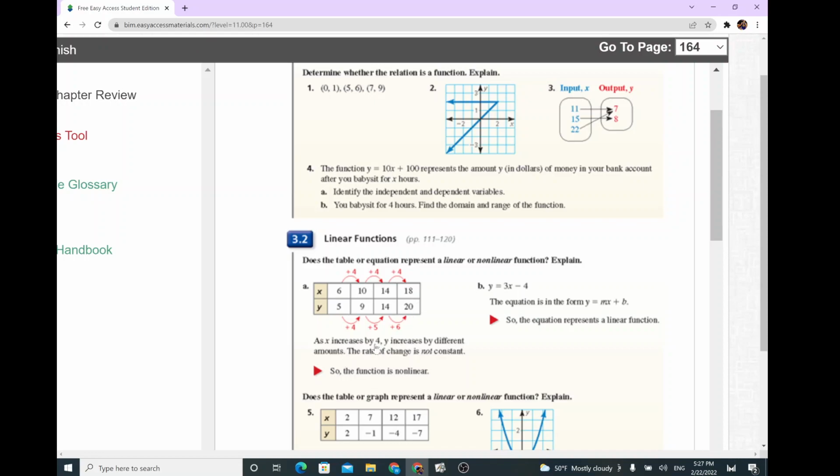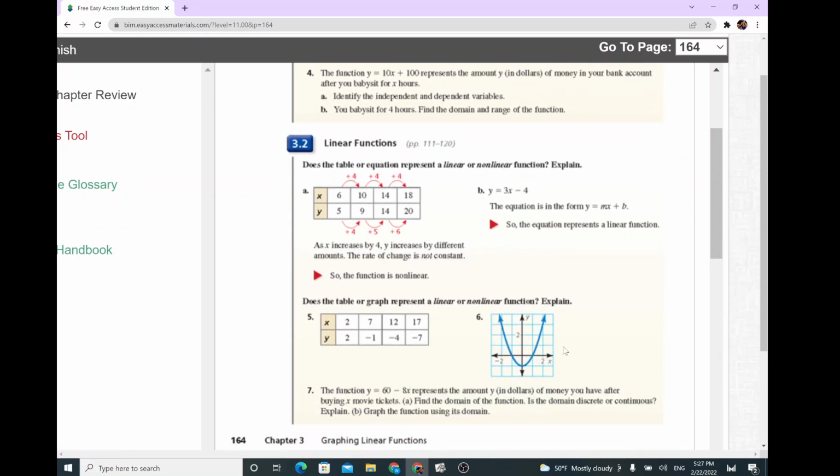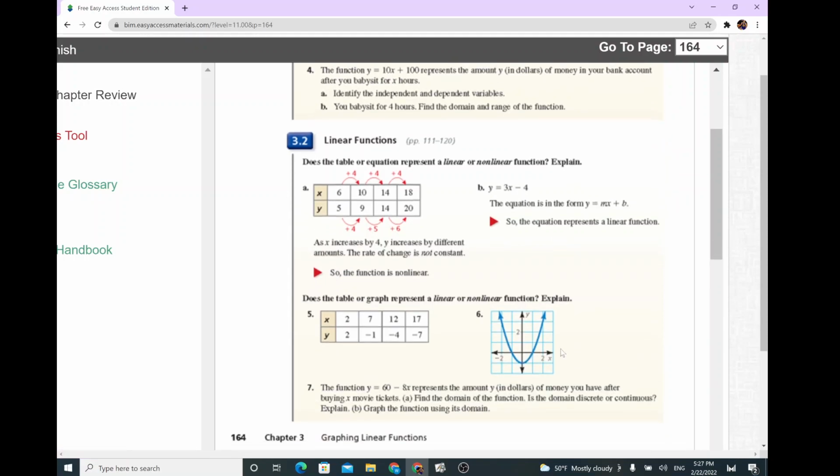So as x increased by 4, y increased by a different amount. So this one shows the rate of change. So the rate of change is not a constant. Okay, so now let's look at the table with the graph.